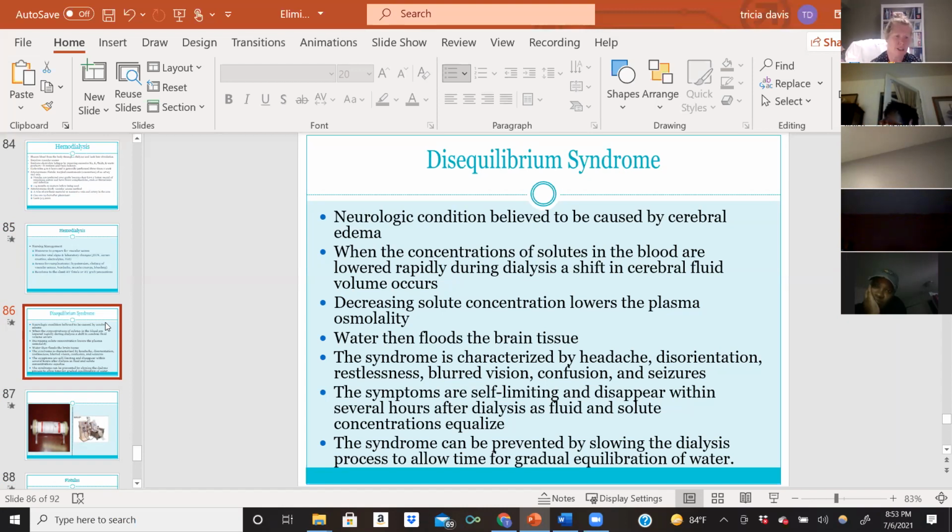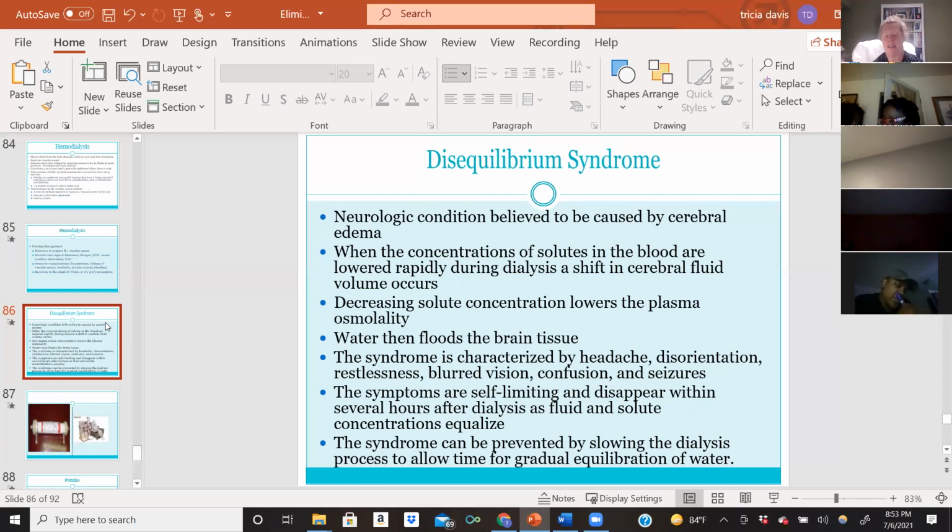This is a neurological condition, and we believe that it's caused by an influx of fluid that causes cerebral edema. So when the concentration of the solutes in the blood is lowered rapidly, like during dialysis, we see a shift in the cerebral fluid volume. The decreasing solute concentration lowers the plasma osmolality. Water then floods the brain tissue. A great deal of fluid goes into that brain tissue.